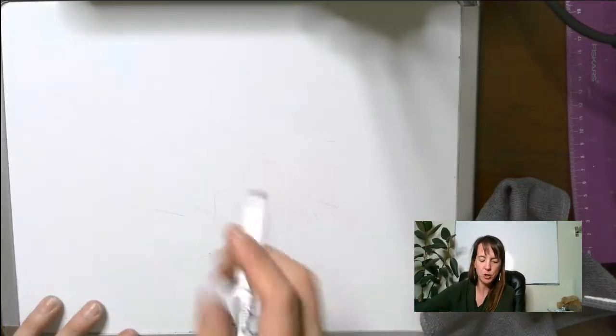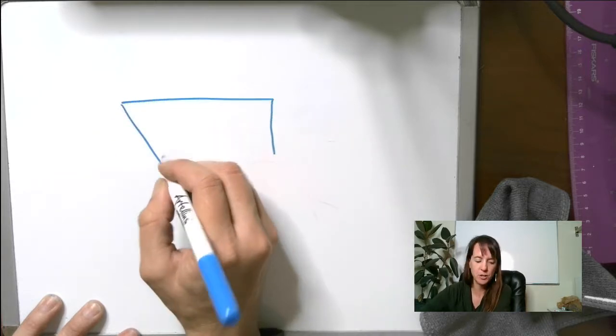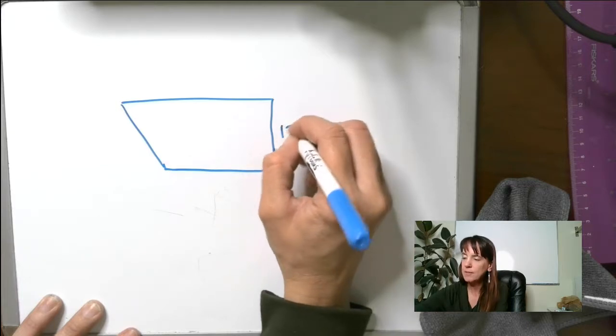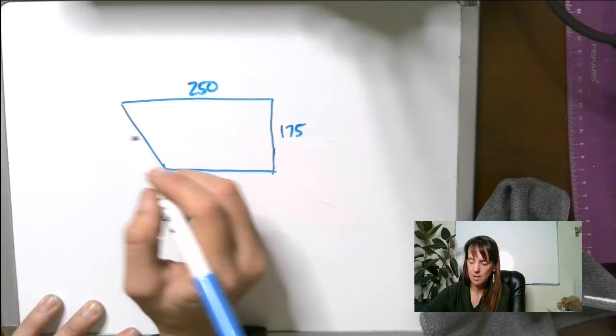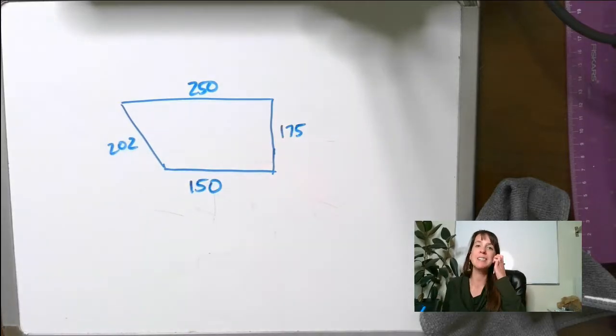Ray wants to fence in some grazing land for his sheep. It looks like this. The sides are 100, 175, 250, 202, and 150. Well, guys, the rule for perimeter is add up all the sides.